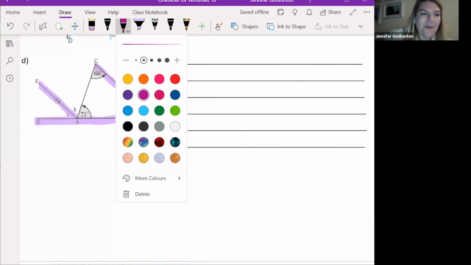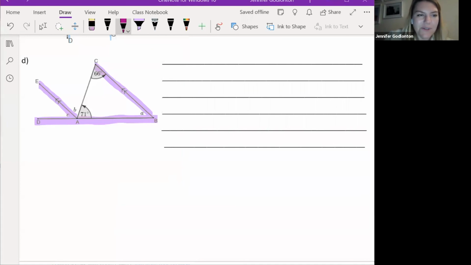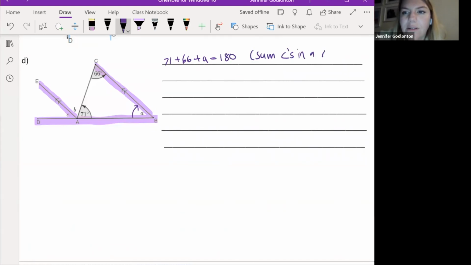Okay, so now I am very excited for you to talk us through this. Tell me how you started this question. Okay, ma'am. So I first started with the triangle. So I said 71 degrees plus 66 degrees plus A equals 180 degrees because of sum of angles in a triangle. Beautiful. Then I said A equals 180 minus 66 minus 71. Good. And then A equals 43 degrees.